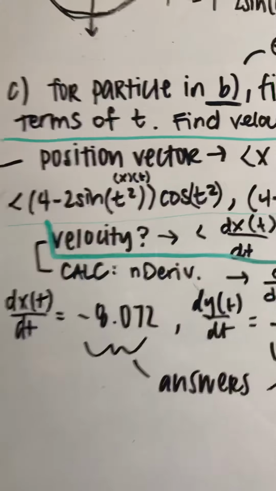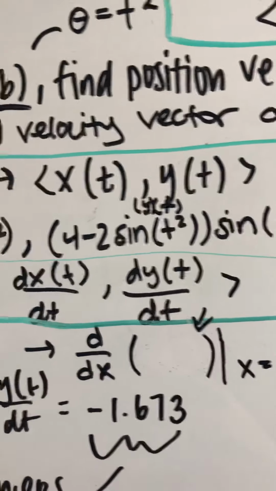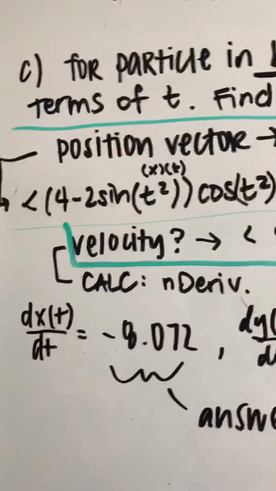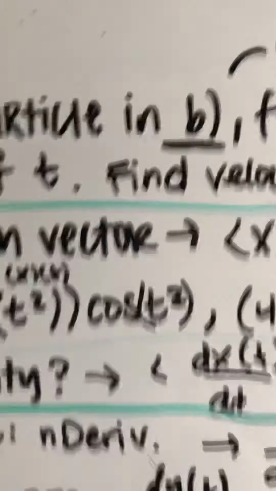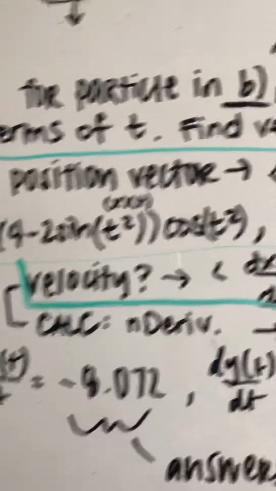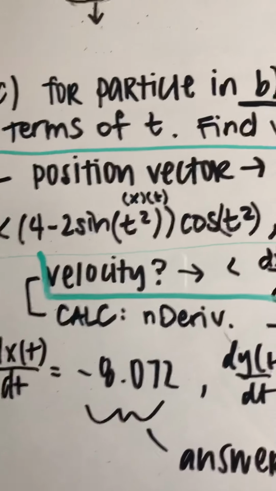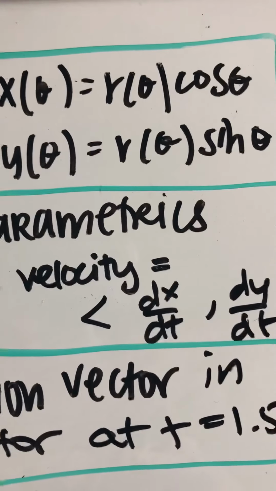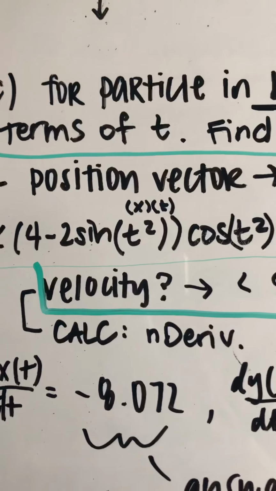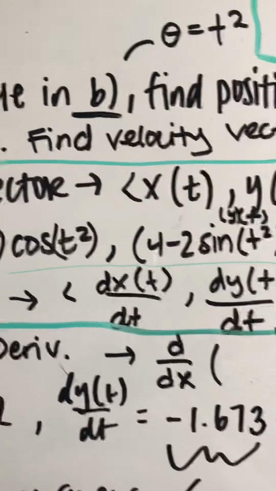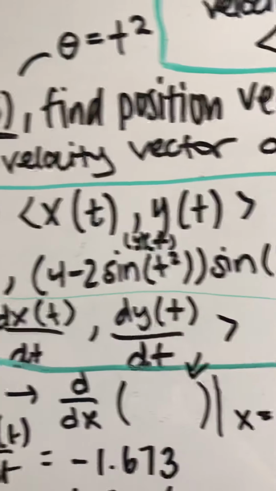So first off, we're going to start with the position vector. For the position vector, we know it's x of t comma y of t. This is from what we just did previously. You're going to plug in that 4 minus 2 sine theta, and then plug in theta equals t squared into the equation while also using your conversion equation. So you're going to have 4 minus 2 sine t squared times cosine t squared, comma 4 minus 2 sine t squared times sine t squared. So those are your 2 points.